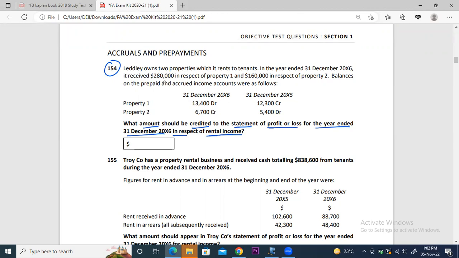So one thing we know before starting every accrual and prepayment question is we need to know whether the question is relating to income or expense. We need to know this first of all. This question, obviously, as you know, is relating to income, right?